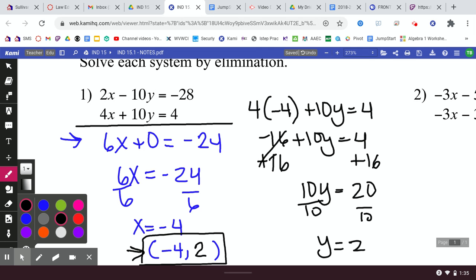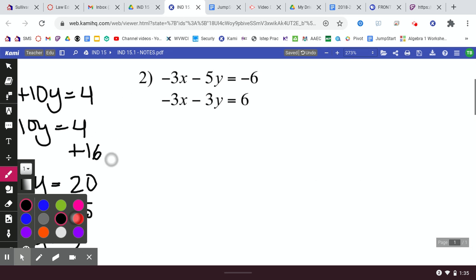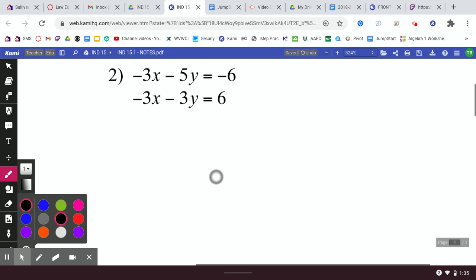Okay, so you stack them on top of each other, and you get either your x or your y to eliminate. And then once it's gone, you can solve for the one that's left and then plug in to find the other one, okay? All right, so I'll give you a minute to write this example down, and then we'll talk through it.